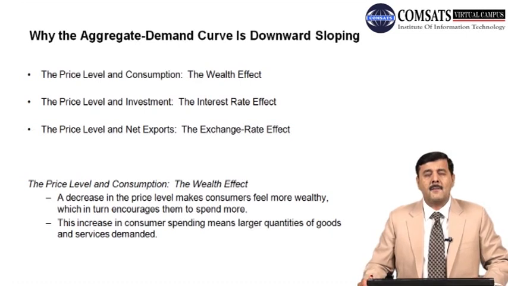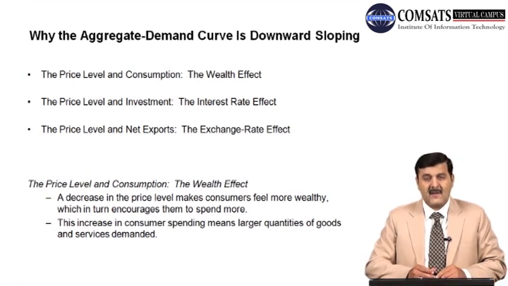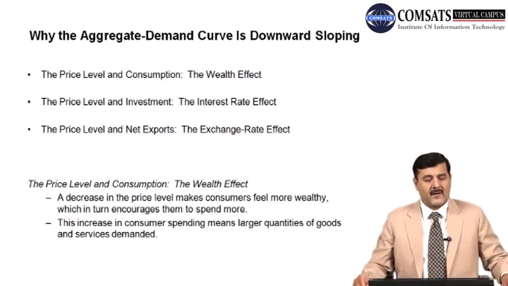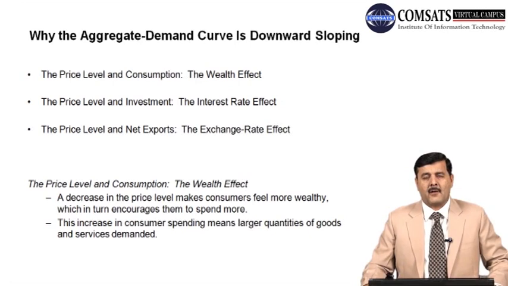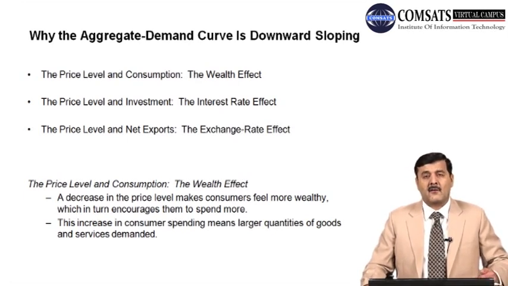Now, why is the aggregate demand curve downward sloping? Why does it come down from top to down, right? So there are different factors, different reasons, that can help us to explain the downward aggregate demand curve. Now there are three factors, or three reasons, that can explain why the aggregate demand curve is downward sloping. One is the price level and consumption.